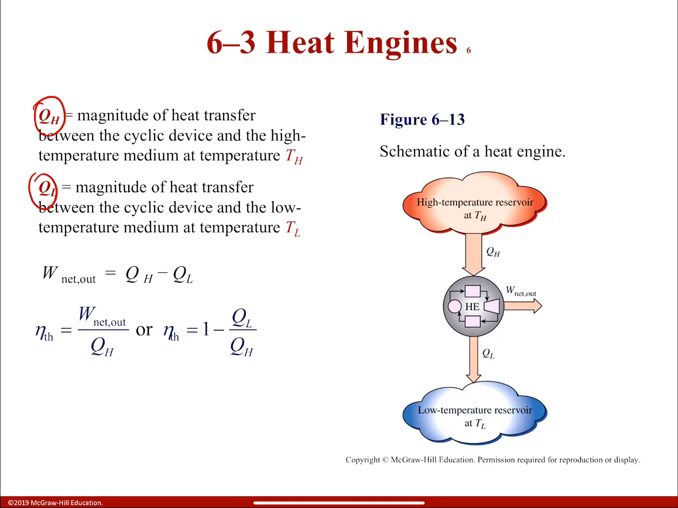QH is the magnitude of heat transfer between the cyclic device and the high temperature medium at temperature TH. QL is the magnitude of heat transfer between the cyclic device and the low temperature medium at temperature TL. The net amount of work can be calculated as QH minus QL. Therefore, if I take the net amount of work into the equation one more time, I can have a different equation, which is this one right here. Before you had 1 minus Q out over Q in. Now I'm going to forget about Q out and Q in, and I'm going to call them QL and QH.